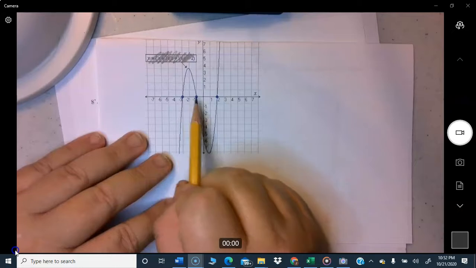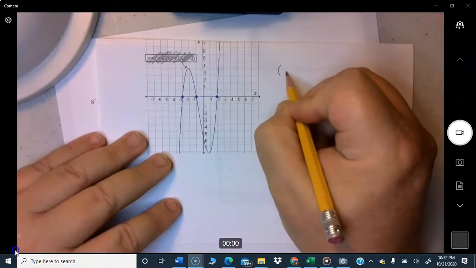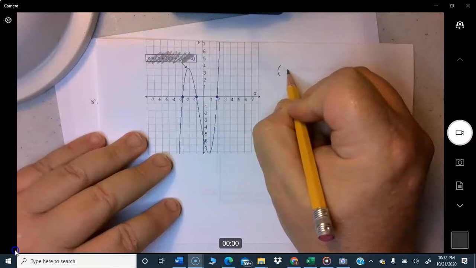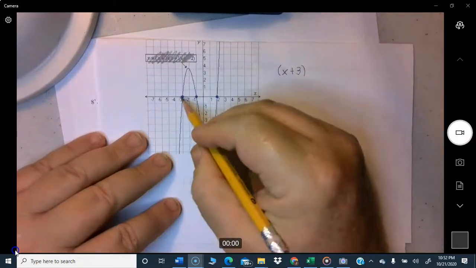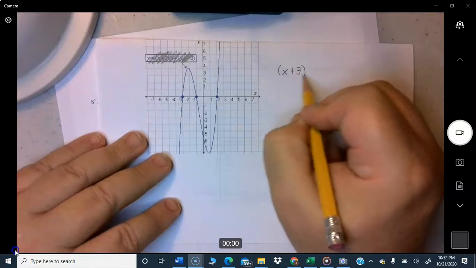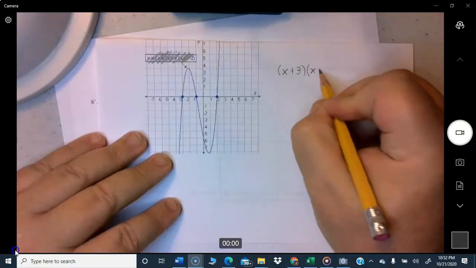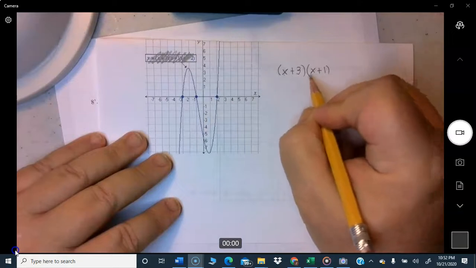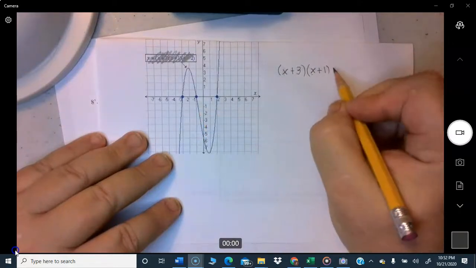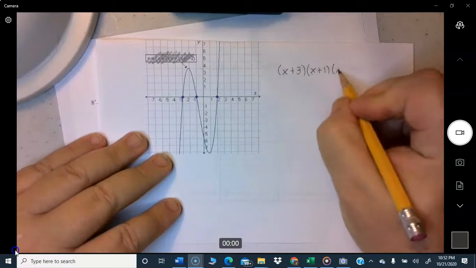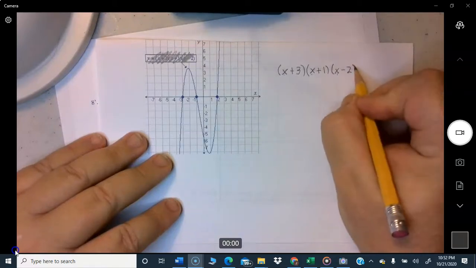So here we have -3, -1, and 2. That means right away we can write our factors. If it's -3, then it's going to be x plus 3, because negative 3 put into that spot will make this whole thing go to 0. Negative 1, so it's going to be x plus 1, because if you put negative 1 into that x right there, it'll go to 0. And finally, it's 2, so it's going to be x minus 2, because if you put 2 in there, 2 minus 2 will be 0.